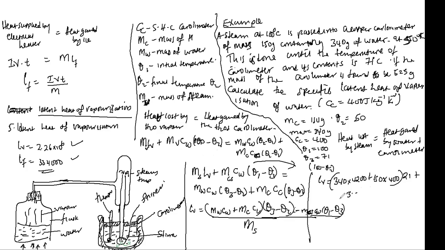So plus, no, not plus, this is minus the mass of condensed steam. The mass of steam is 150. The mass of the copper calorimeter is 525, not this one. So we shall have 150 times 4200 times the temperature change from 100 to 71. 100 to 71 is 29. Now all of this we are dividing by the mass of steam, which is 150. Can you now press the calculator and give me the answer?